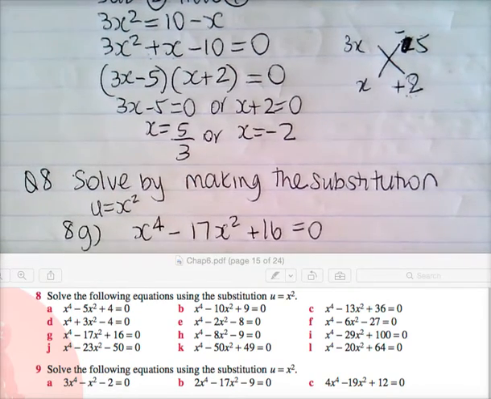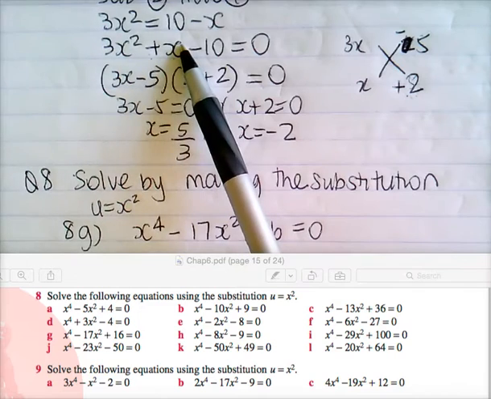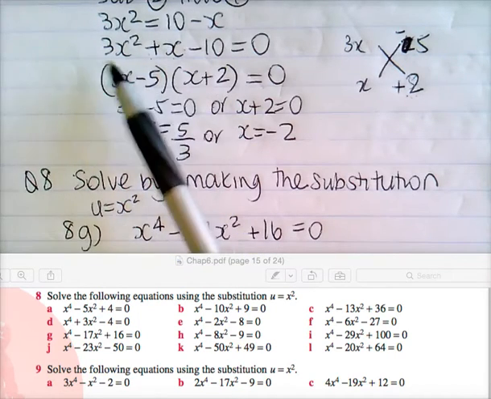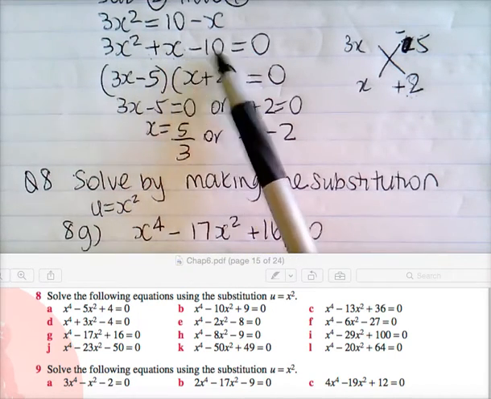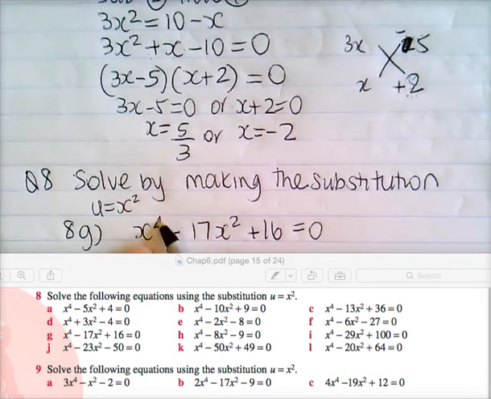Now, before we start this question, let's look up here. Notice this x squared is double the power of this x. Do you notice that? 3x squared plus x minus 10. Whenever your highest term is double the power of the next term, see how x to the 4 is double the power of the x squared? Then you can make the substitution of u equals x squared.